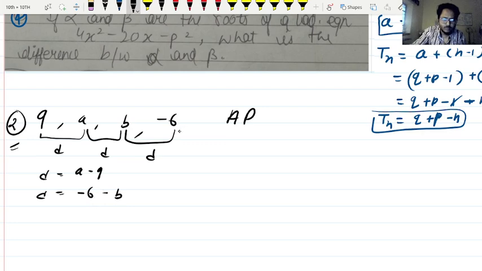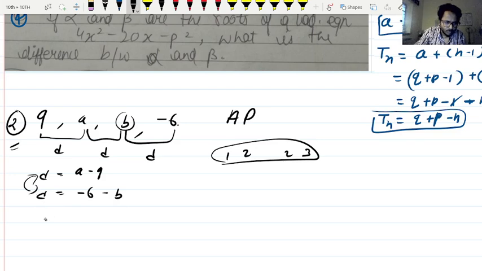So what is the common difference? The next term minus the just previous term. The next term means the second term minus the first term, the third term minus the second term. In the same way, at the last the last term minus the term prior to the last term, okay, that is b. So we can see both are the same, both are the common difference, so we can write a minus 9 equals minus 6 minus b.